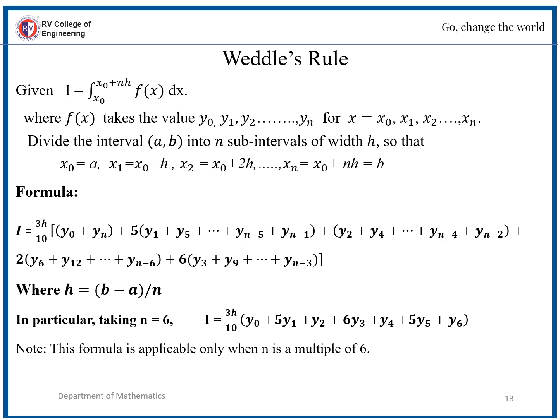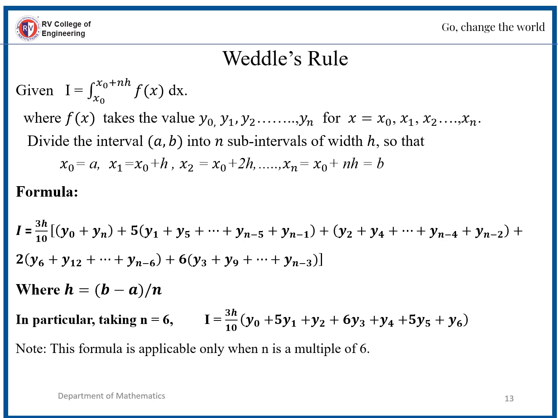Same way, when the number of subintervals is equal to 12, the formula would be 3h divided by 10 times of y0 plus 5y1 plus y2 plus 6y3 plus y4 plus 5y5 plus y6, plus you start again with y6 and end with y12. So you get plus y6 plus 5 times of y7 plus y8 plus 6 times of y9 plus y10 plus 5 times of y11 plus y12.